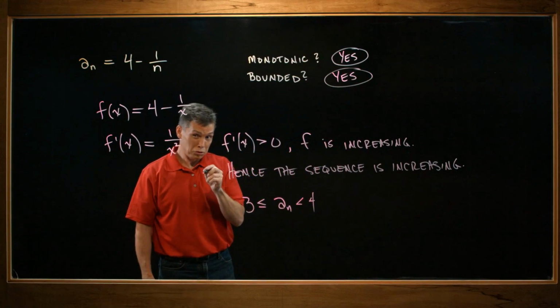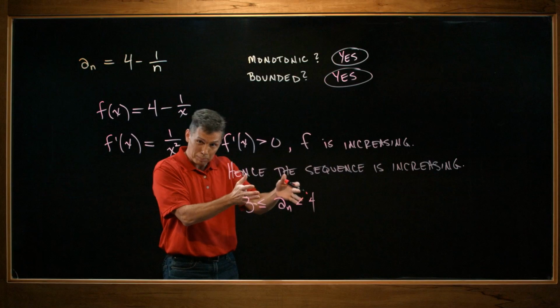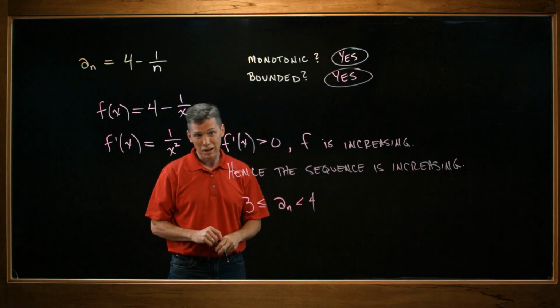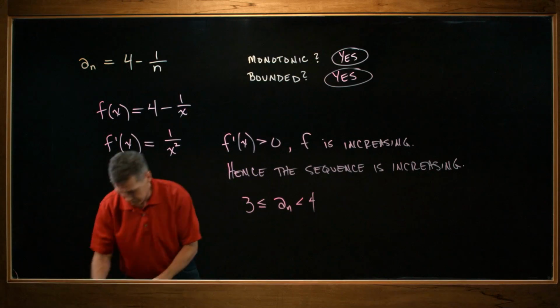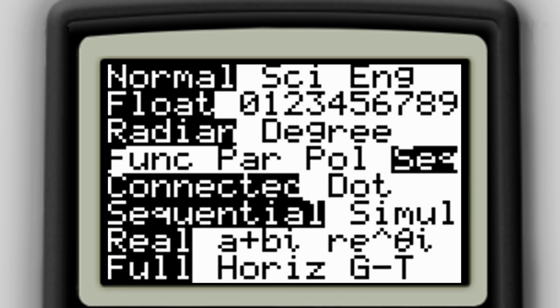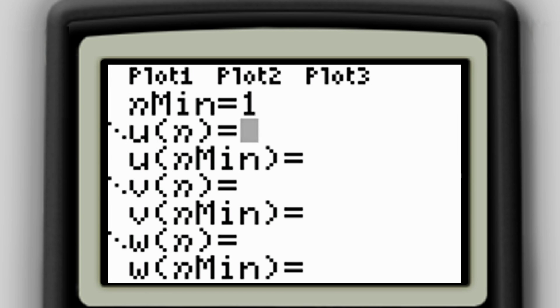Okay, so we've answered the two questions doing some paperwork. Now they asked us to verify that with a graphing utility. So let's grab a graphing utility. And I'm going to make sure that I'm in sequence mode and put in my sequence, 4 minus 1 over n.